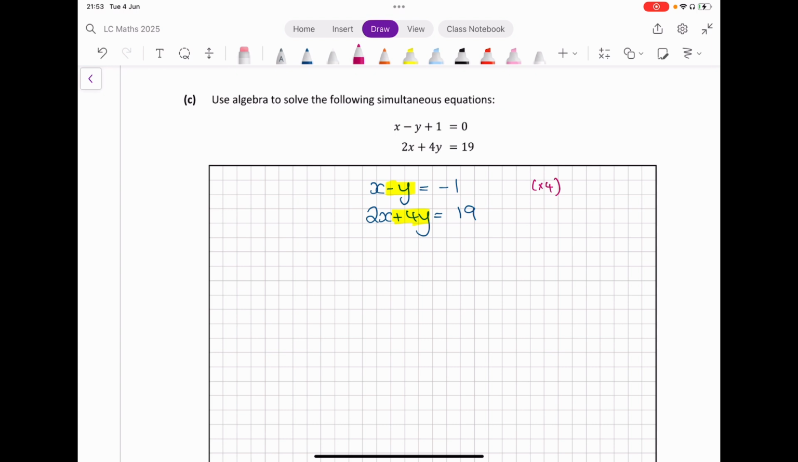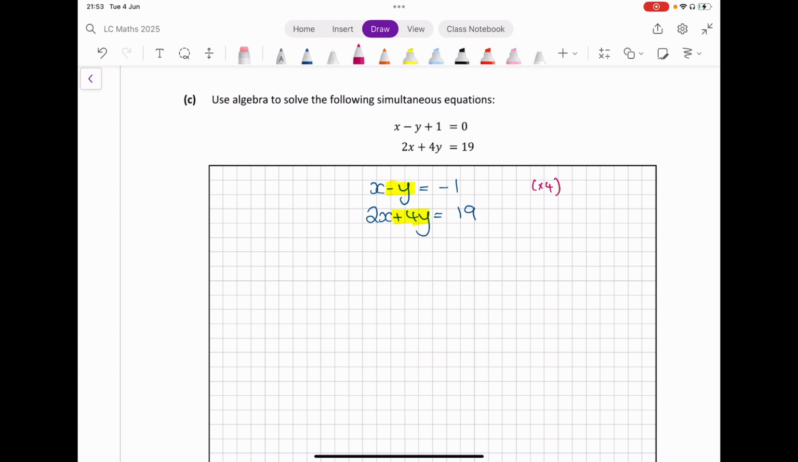Now I could also try and get rid of the x's, and if I was to get rid of the x's, I'd have to multiply the top line by a minus 2. So minus 2, because if you just multiply by 2, they wouldn't cancel out, because it would be 2x and 2x, which gives you 4x.